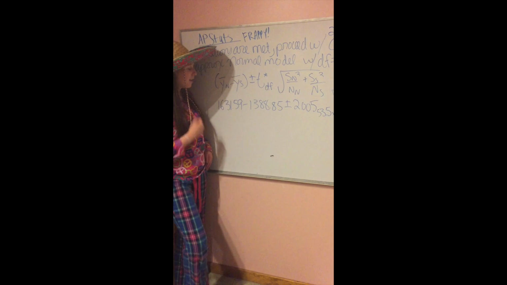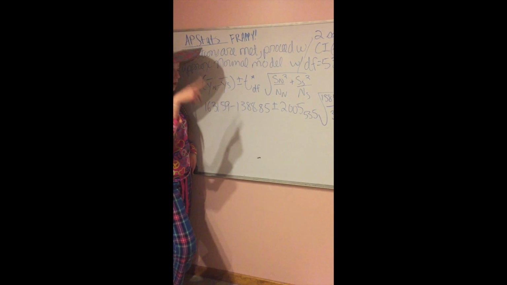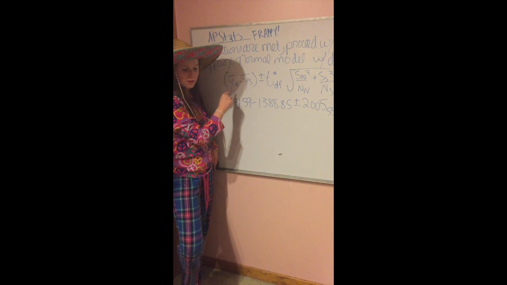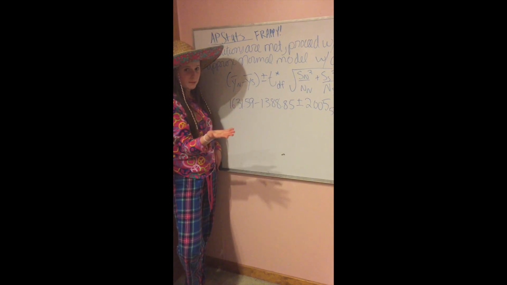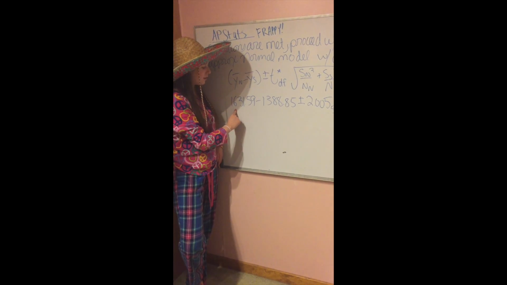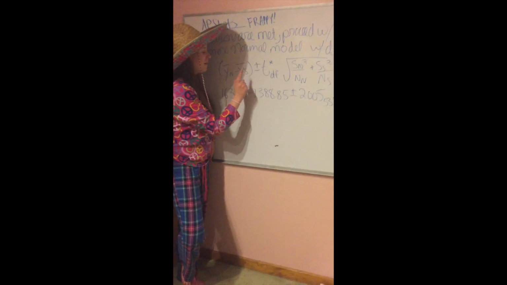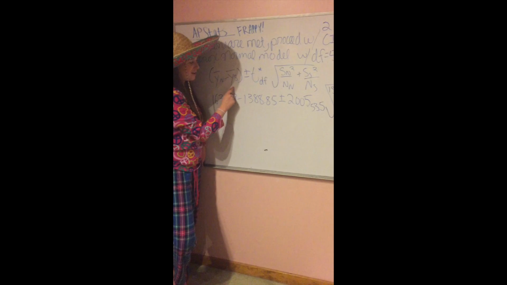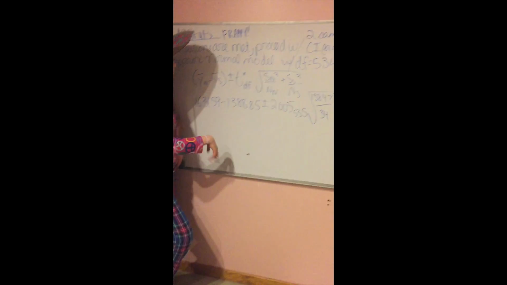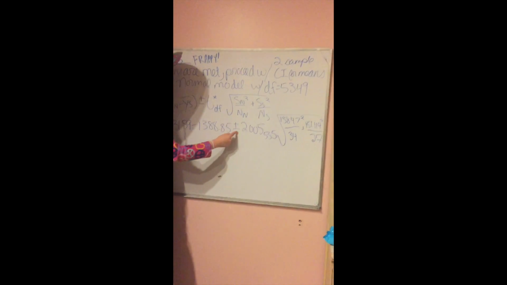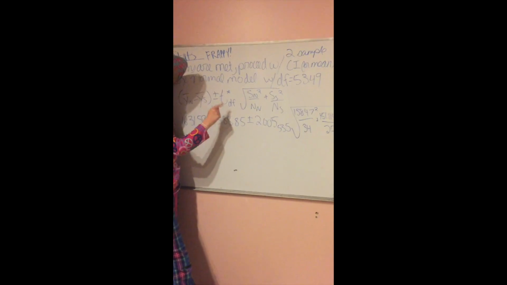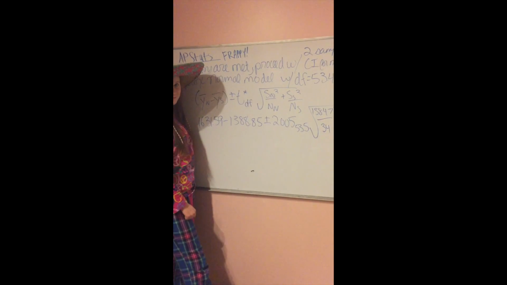Alright, plugging in numbers, we know that the mean of the north, because of what they've given us in the book, is 1,631.59, and we know the mean of the sample of the south is 1,388.85. Subtract those two, alright, plus or minus. I will show you how to find the t-score right now.